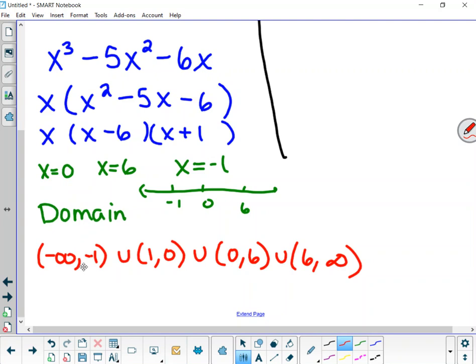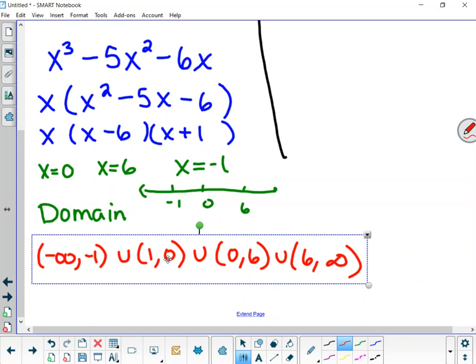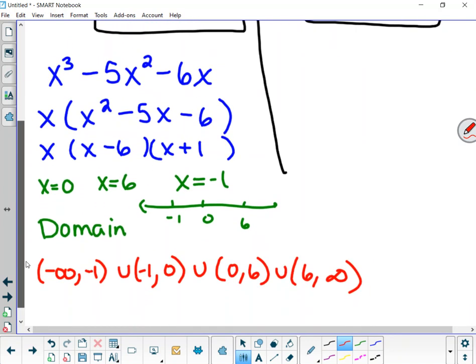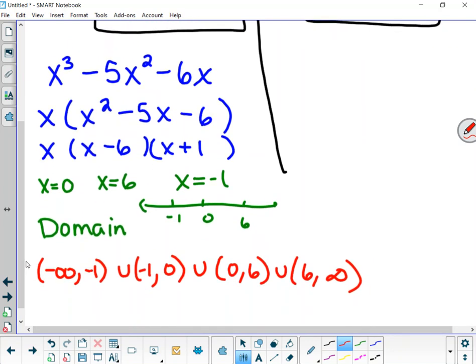A section of the graph from -infinity to -1, another one from -1 to 0, 0 to 6, and 6 to infinity. Now, whether these disruption points are going to be holes or vertical asymptotes, we will address that in our next lesson. Questions, problems with those particular values?